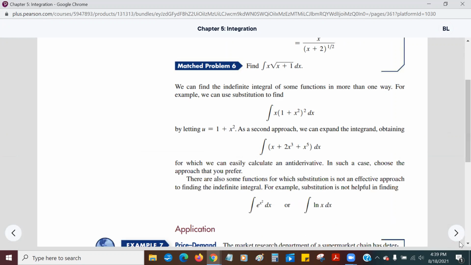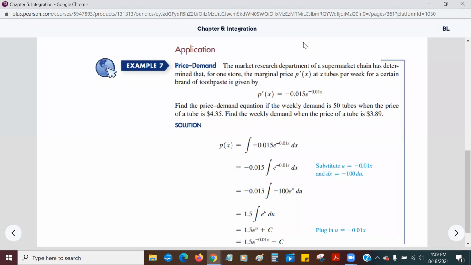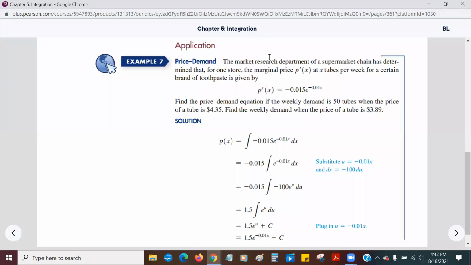Okay, now we're going to do some business. We're going to do a price demand equation. So the market research department of a supermarket chain has determined that for one store, the marginal price, and the marginal price is P prime, so it's the derivative of the price P of x.